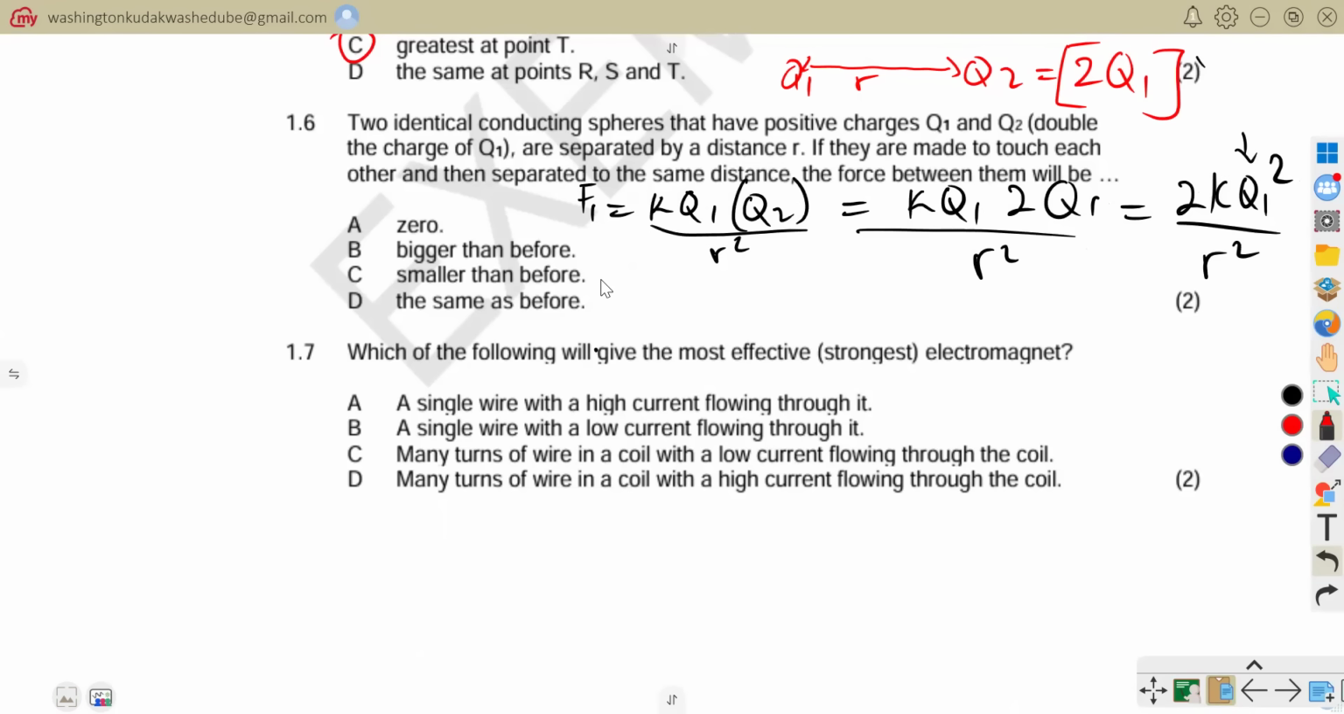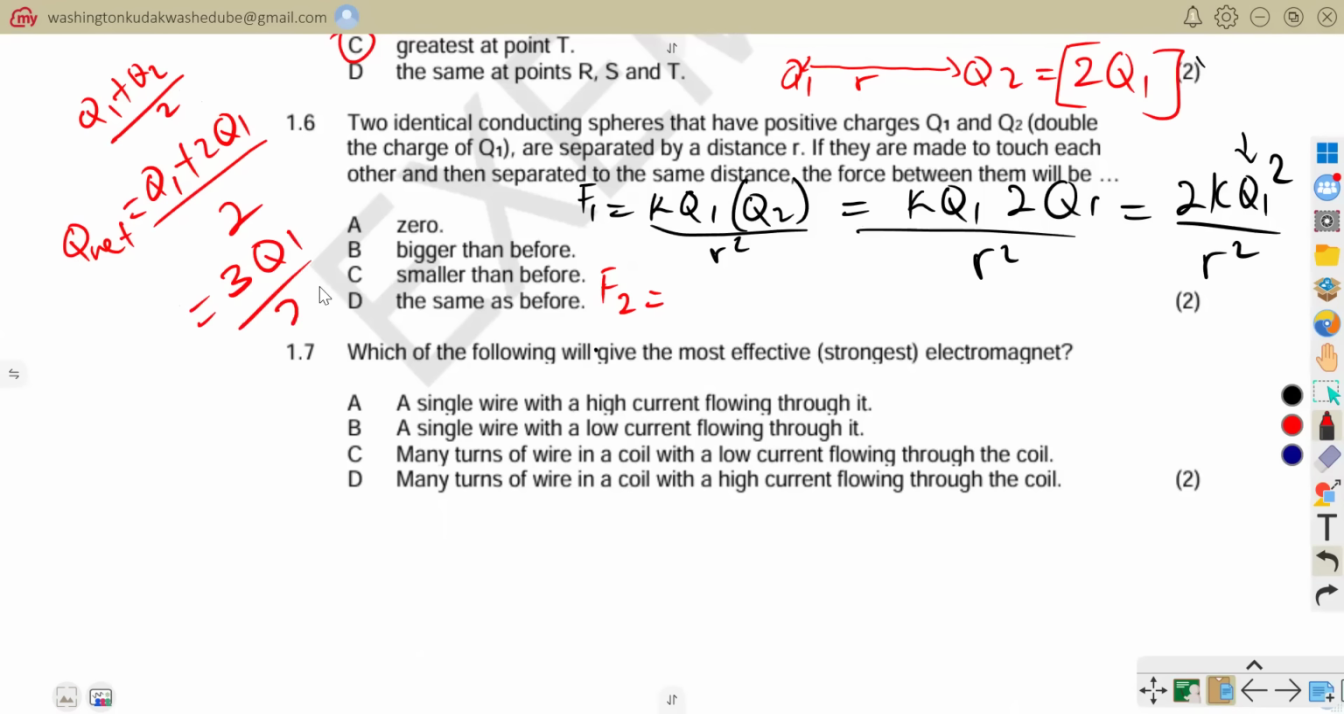And then now, when we are looking for F2, since they say that when they touch, the net charge that we are going to have on each is going to be Q1 plus 2Q1 all over 2, where we would have added Q1 plus Q2 and divided by 2. So since Q2 is 2 times Q1, this is going to give us 3Q1 all over 2. That becomes the net charge on each after separation.